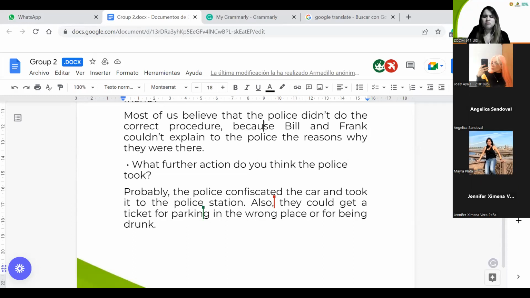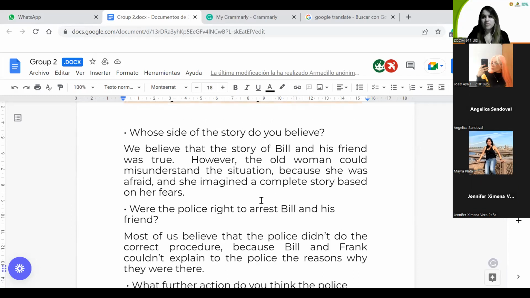Let's go with group number 2. Group number 2, what do you think? In group number 2, we have Angelica, Diana, Harold, and Mayra. For the first question? Yeah, the first question. Okay, so we believe that the story of Bill and his friend was true. However, we also believe that the old woman could misunderstand the situation because she was afraid and she imagined a complete story based on her fears.